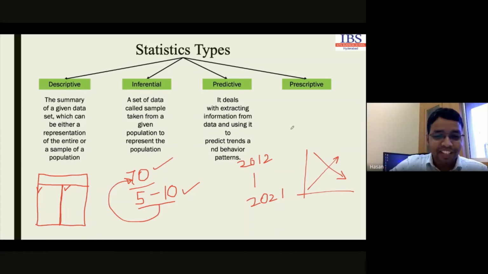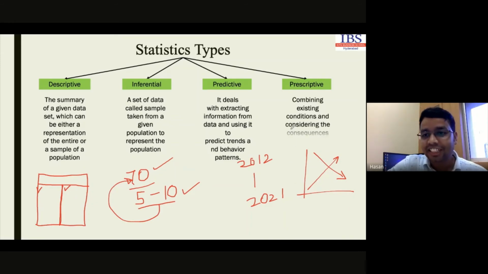So prescriptive statistics is a similar kind of thing. First, it identifies the business conditions, then their future course of action. Combining the present conditions and considering the future course of action, this is prescriptive statistics. So basically, we have these 4 different types of statistics with us.